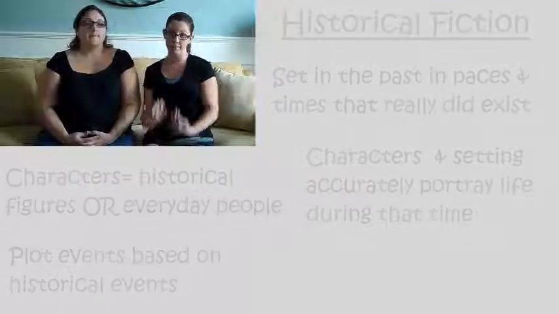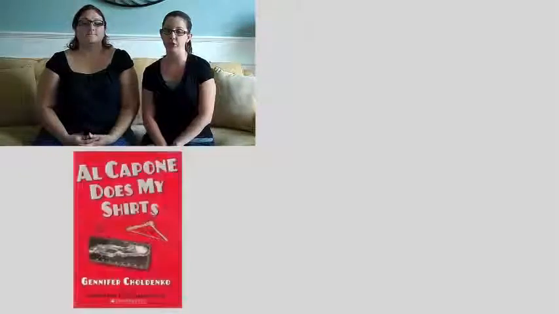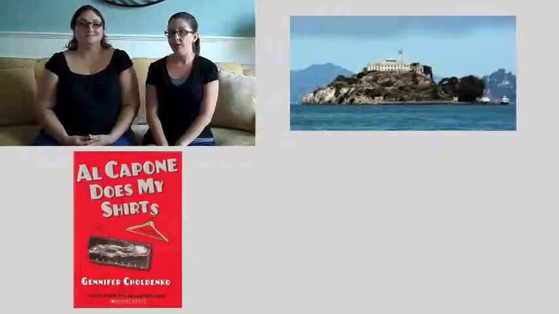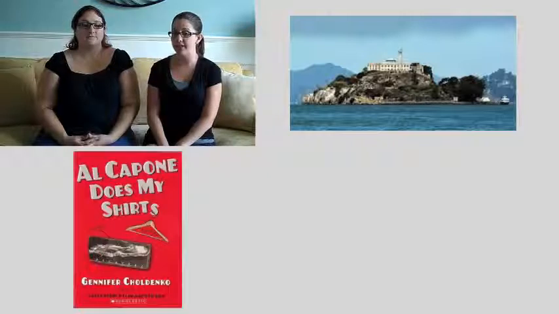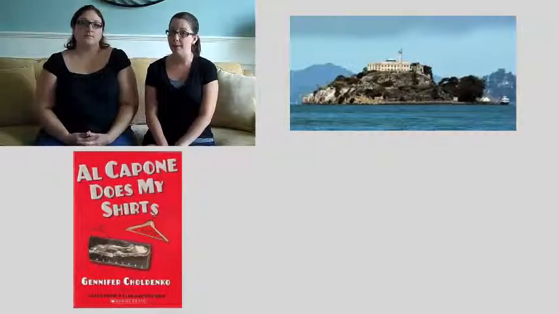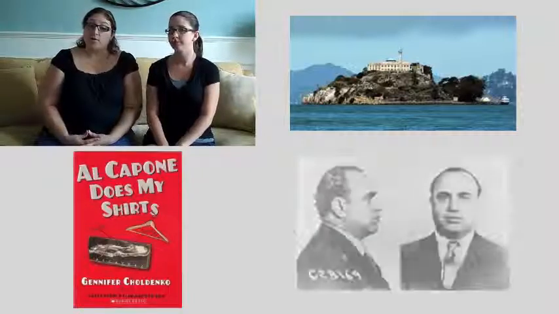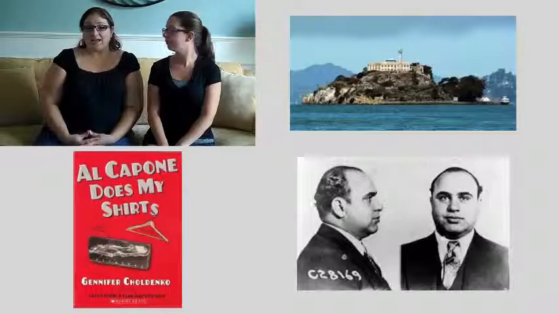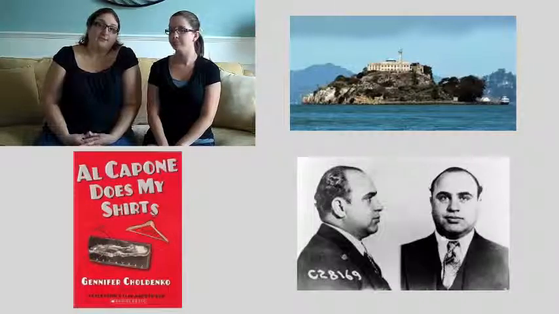One example is one of my favorites, Al Capone Does My Shirts. That's set close to us in Alcatraz prison. Alcatraz is somewhere you really can visit, but the main character Moose and the story's plot were made up by the author. But Al Capone was a real person, a prisoner at that jail. His actions in the book were just imagined by the author.